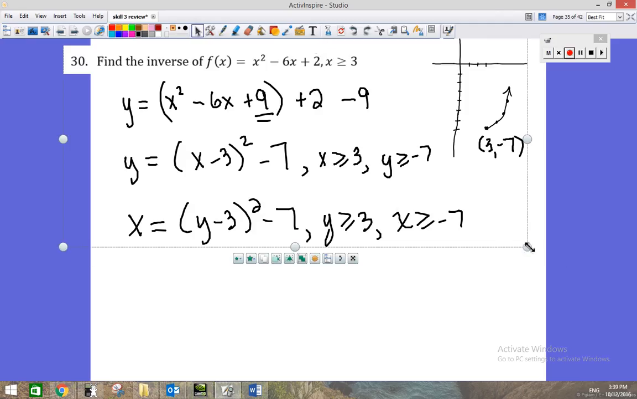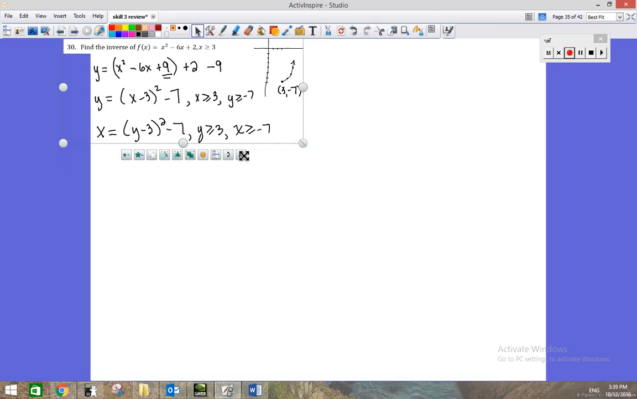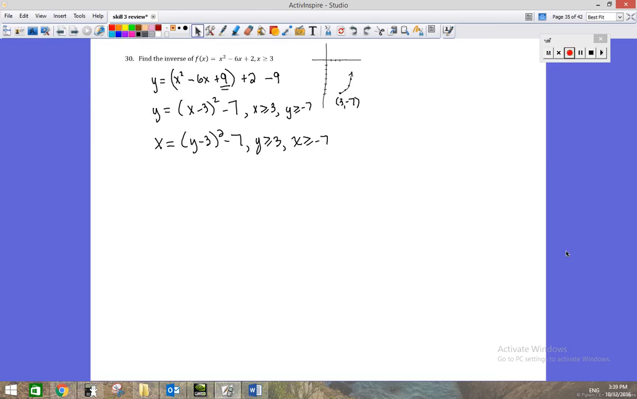So now I need to solve this equation for y. Let's add 7 to both sides. So I have y minus 3, that's squared. And if I add 7, x plus 7, and I'm not going to keep writing my restrictions. So those are coming along for the ride. I'll write them again once I really need them.